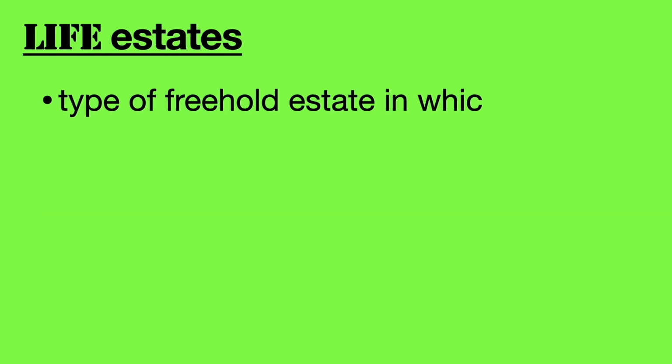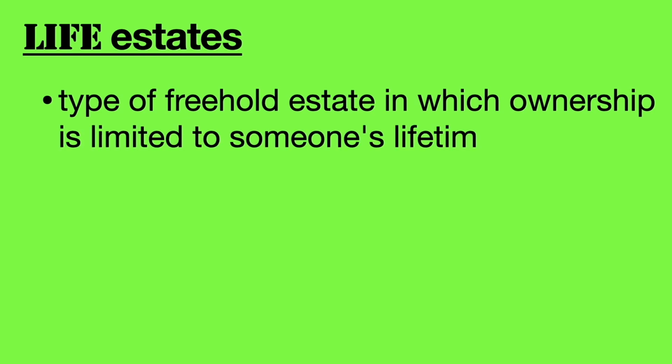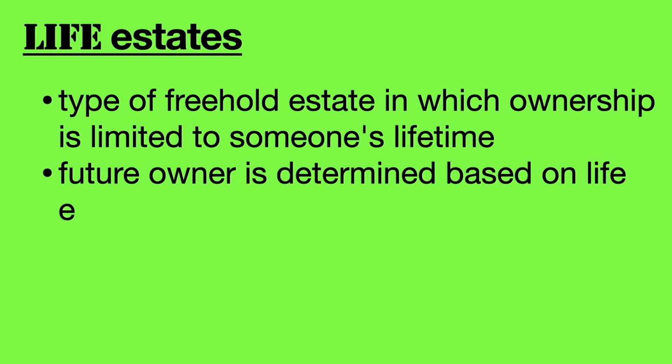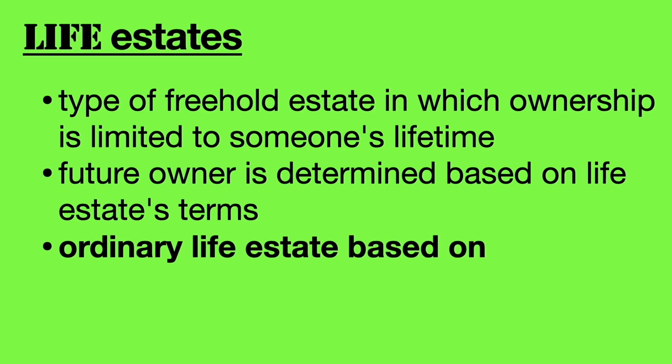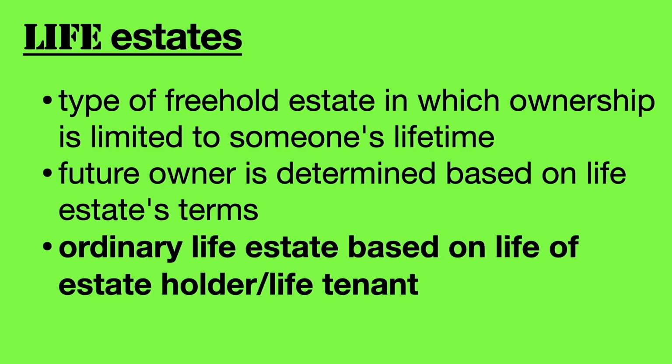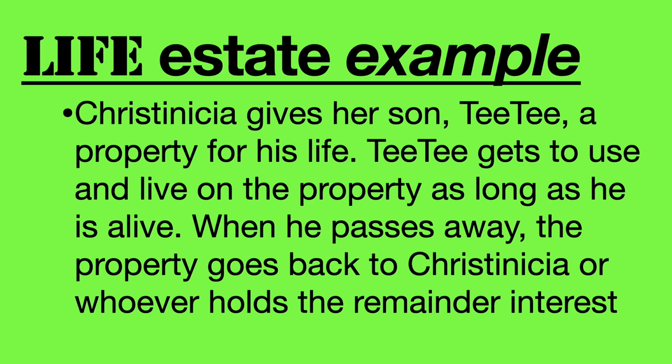So, a life estate is a type of freehold estate in which ownership is limited to someone's lifetime. The future owner is determined based on the life estate's terms. An ordinary life estate is based on the life of the estate holder, the life tenant. For example, Kristanicia gives her son TT a property for his life. TT gets to use and live on the property as long as he's alive. When he passes away, the property automatically goes back to, ding ding ding, Kristanicia, or whoever holds the remainder interest.